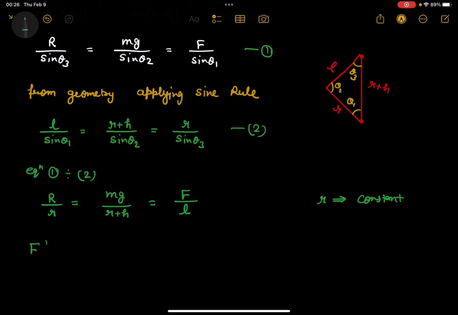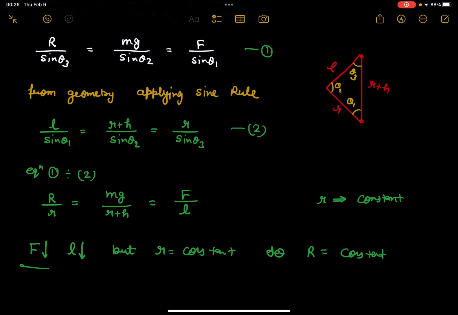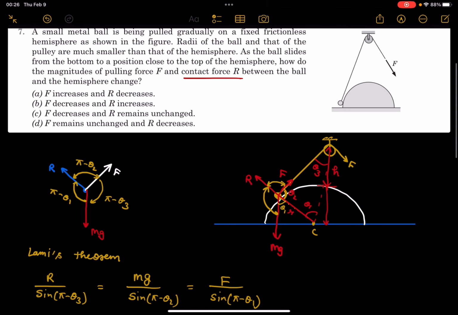So if F decreases, L also decreases, but r is constant, so capital R is also constant. It means if you change F, the reaction force does not change. So what is the correct conclusion? F decreases but R remains unchanged. So the correct answer is this. Thank you so much for watching this video. Bye bye.